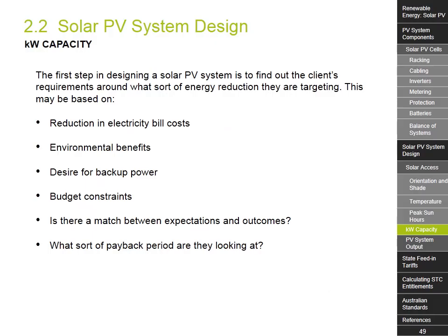The first step in designing a solar PV system is to determine the client's requirements, specifically regarding the level of energy reduction they are targeting. This may be based on a desire to reduce expenditure on electricity bills, environmental benefits, or have backup power, all considered in the context of their budget. You should ask: is there a match between expectations and outcomes? Has the client budgeted for a system that will serve their needs? And what sort of payback period are they looking at?